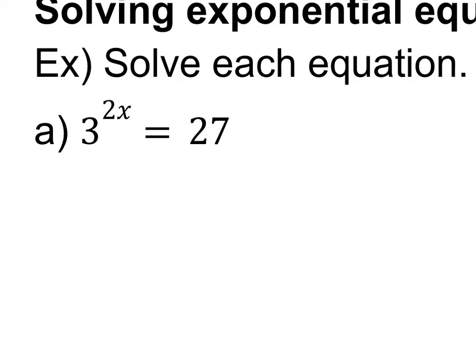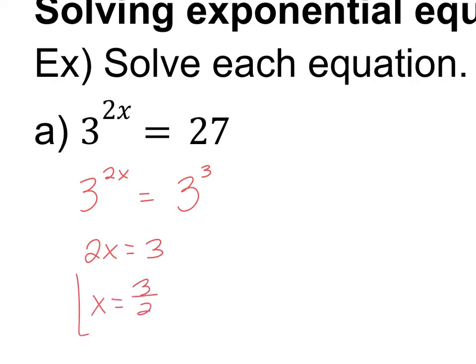Can I rewrite these as the same base? And the answer is yes. You can rewrite this as 3 to the 2x equals 3 to the third power, right? Because 27 is 3 to the third. Okay, so now that your bases are the same, you set the exponents equal to each other, divide, and you get x is 3/2, right? We've done these ones a few times.